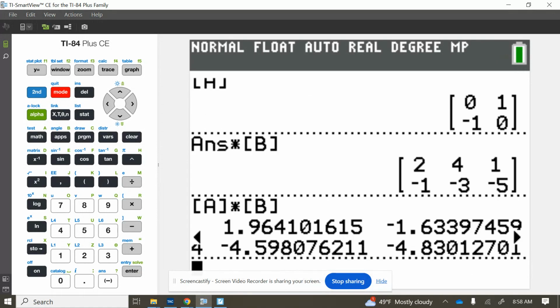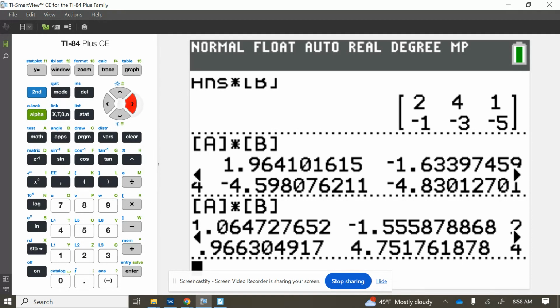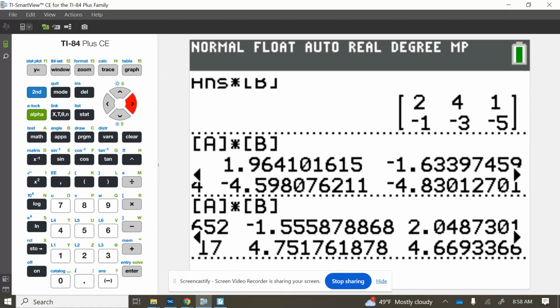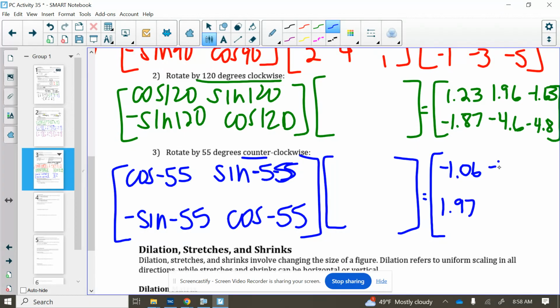If we multiply this times our triangle, we see our new coordinates. Again, we might have to just round on these since we're not going to have those exact values. Scroll over. We have the approximation again of those coordinates, this time at negative 1.06, 1.97, negative 1.56, 4.75, and 2.05, 4.67.